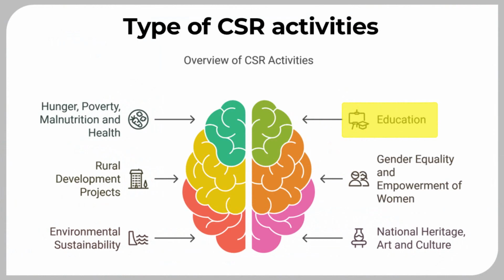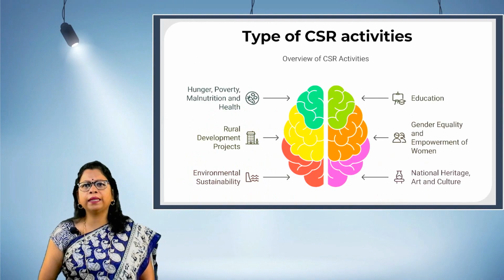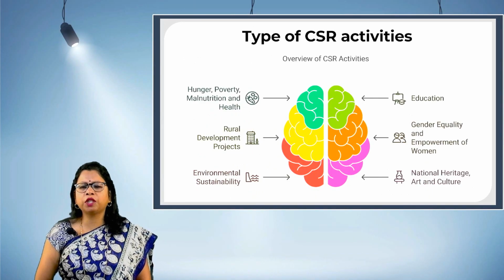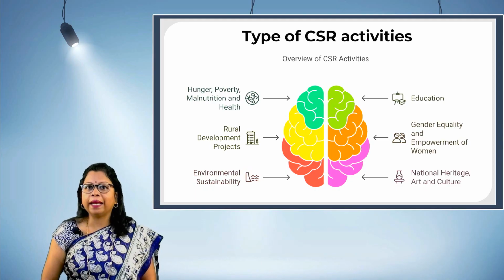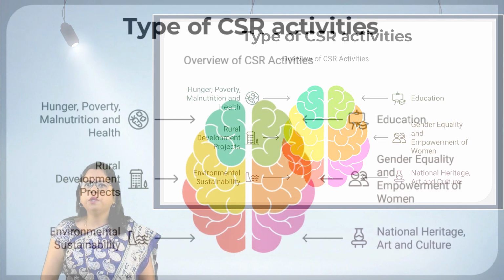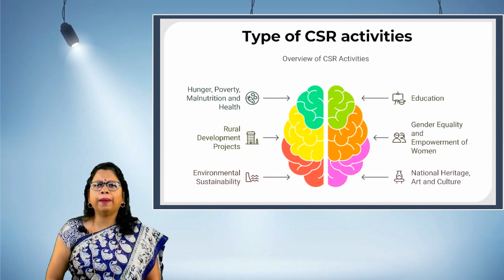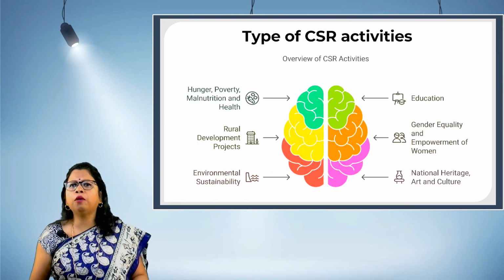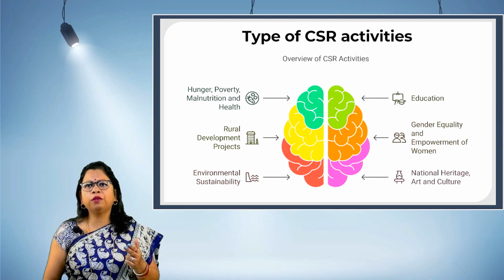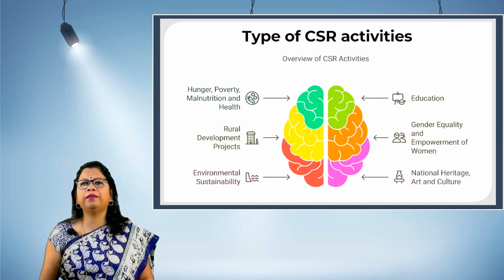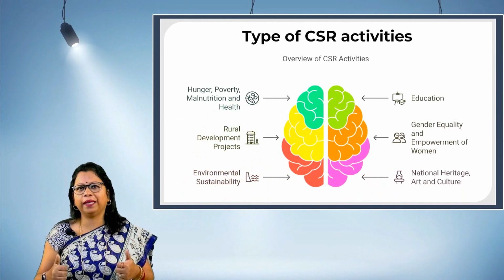Education. Improvement in education, which includes special education and employment-enhancing vocation skills among children, women, the elderly, and the differently abled, and enhancing their livelihood. Rural development projects. Strengthening rural areas by improving accessibility, housing, drinking water, sanitation, power, and livelihoods, thereby creating sustainable villages. Gender equality and empowerment of women.